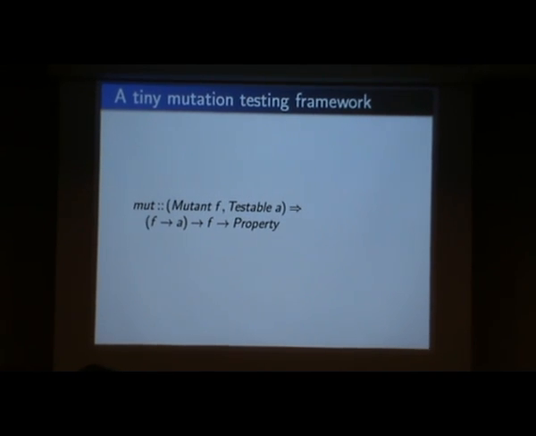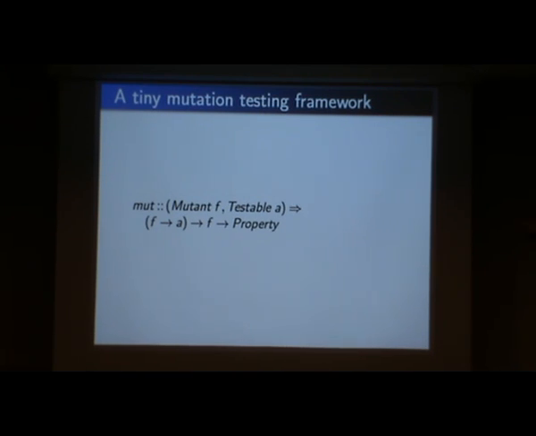Okay, and then I have a little mutation testing framework. It's really tiny compared to how a mutation testing framework really is, I guess. I've actually written it inside the property language of QuickCheck, so it doesn't have to modify QuickCheck in any way. It's just defined in the property language.